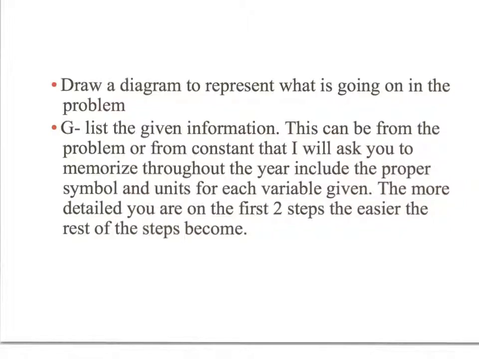So, the first part is to draw a diagram to represent what is going on in the problem. G, we're going to list the given information. This can be from the problem or from the constants that I'll ask you to memorize throughout the year. The two constants you will have to memorize are the acceleration due to gravity, which is negative 9.81 meters per second squared, as well as the speed of light, which is 3.00 times 10 to the 8th meters per second. We won't get to the speed of light until next semester, though.